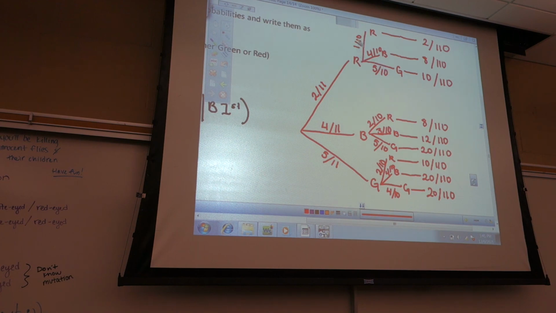So does everyone understand what she's saying? She said if you draw red first, now you only have 10 marbles left, and you have 1 less red. So only 1 out of 10 red. You still have 4 blue, and you still have 5 green.